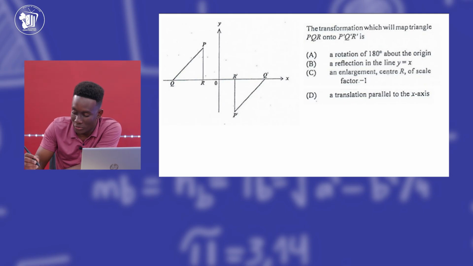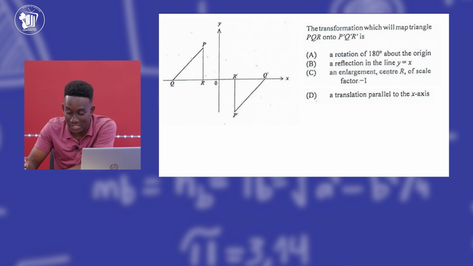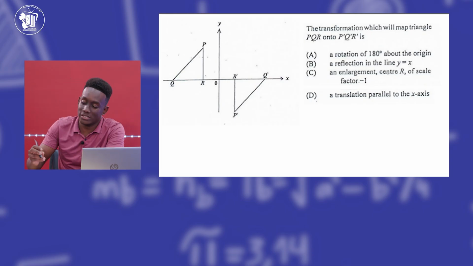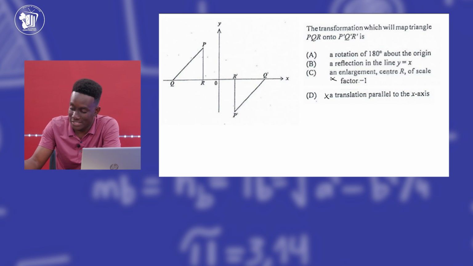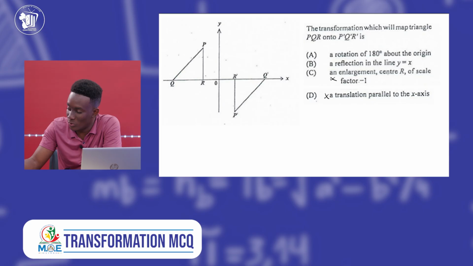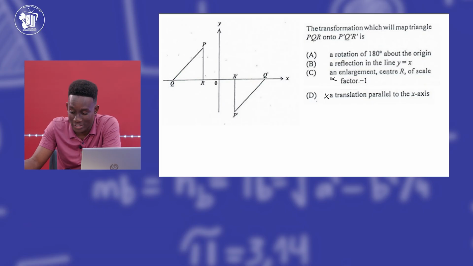So, of course, we see the object is not in the same orientation as how it is. It did not increase or decrease in size, so we definitely know enlargement is out. And we know it's not a translation because we see they change the orientation of the shape. It changes a bit, so we definitely know it's not a translation. So it's between A and B. So let's see the first one, a rotation of 180 degrees about the origin. So we know 180 degrees, that is easy to get.